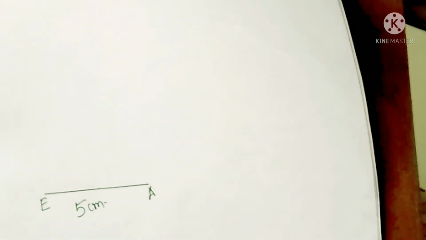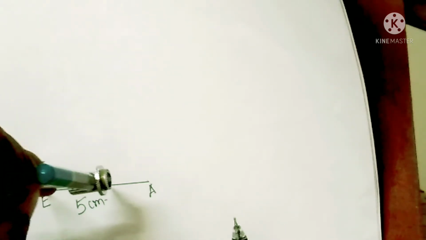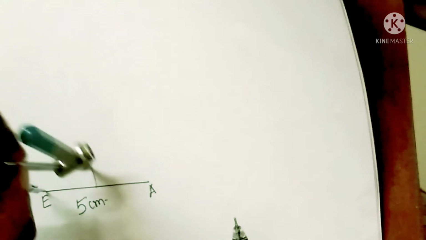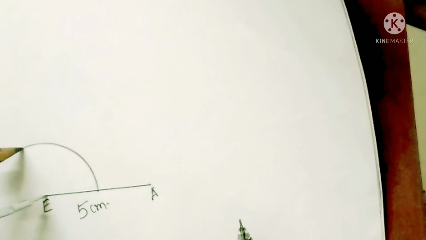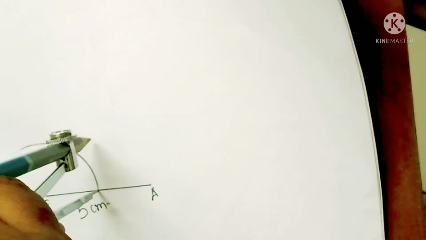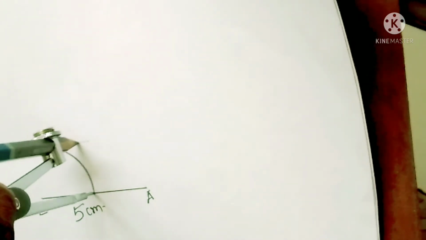And on E you need to make 60 degree. For making 60 degree, take the compass, put the pointer on E and cut an arc. For 60 it is the easiest angle. Okay, once you cut, wherever the arc met this line, take from there the same distance and draw another arc.